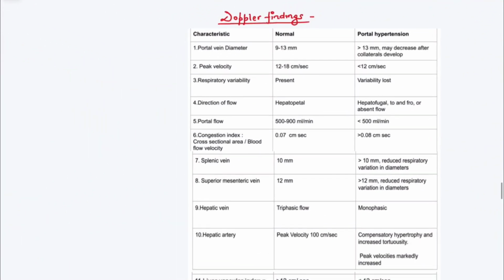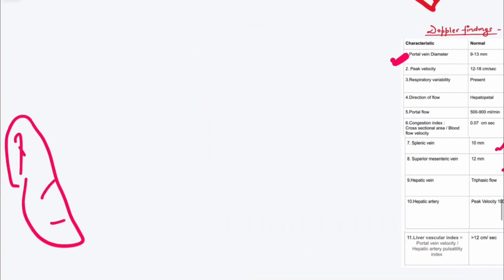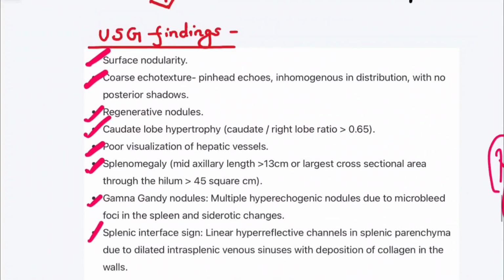Amongst the Doppler findings, the portal vein diameter becomes increased, more than 13 mm. The peak velocity decreases, to less than 12 centimeters per second. The respiratory variability is lost. The direction of flow becomes hepatofugal. The diameter of the splenic vein is more than 10 mm, the superior mesenteric vein is more than 12 mm, hepatic vein flow is also dampened, and hepatic artery PSV increases. So these are all the Doppler findings of liver cirrhosis. This is all about USG.